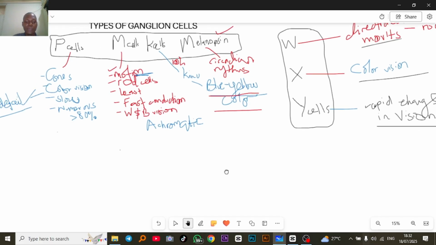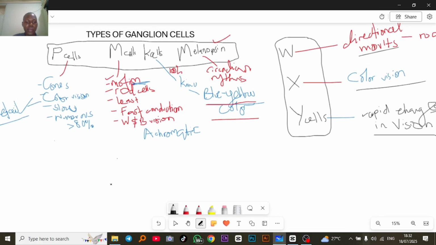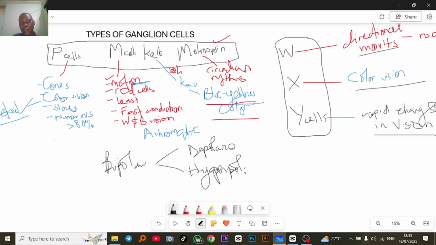And I want to summarize with bipolar cells. So bipolar cells, they are of two types. We have those that are depolarizing, which means upon stimulation they will depolarize. Then there are those which upon stimulation will hyperpolarize. So these that depolarize are the ones that will be involved in the transmission, whereas hyperpolarization will inhibit transmission.